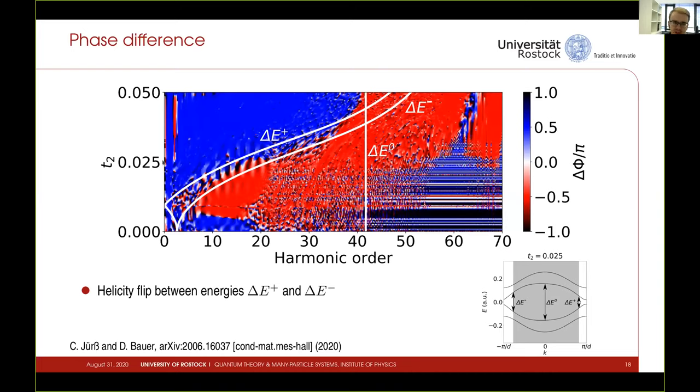So if you fix a T2 and follow this line of the cursor, you see that below delta E plus, so in this region where the bands are inverted, there is one helicity. So the helicity or the phase difference is predominantly pi half. So this is one helicity. And afterwards, for energies larger than delta E minus, this is predominantly minus pi half. So here the helicity in between these two energies has flipped. And this is explained by this inversion of the bands.